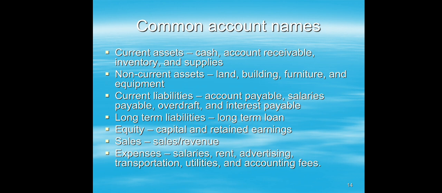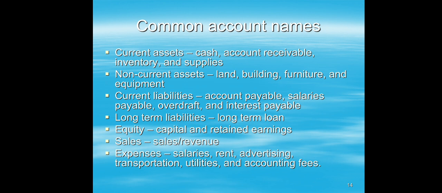Okay, those are current assets. Remember the definition for current assets. And then for non-current assets, the typical examples are land, building, furniture, equipment, motor vehicle, etc. Okay, and then current liabilities. Remember liabilities? Liabilities are obligations, something that a business has to pay in the future.